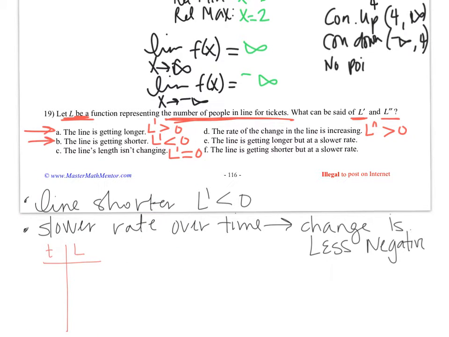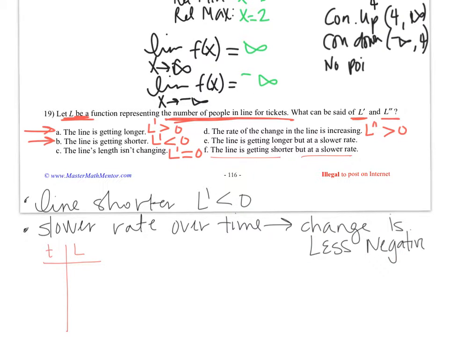Okay, so F is saying the line is getting shorter, but at a slower rate. So let's take a look at these two pieces of the sentence. The line is getting shorter. If the line is getting shorter, that means that the first derivative is smaller than 0. The first derivative is negative, okay? But when we say at a slower rate over time, what we're saying is that the change is less negative, because the change is already negative, but it's happening slowly. So since it's a slower rate over time, the change is less negative.